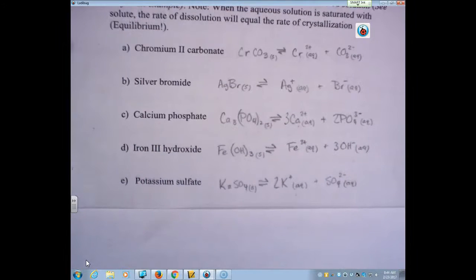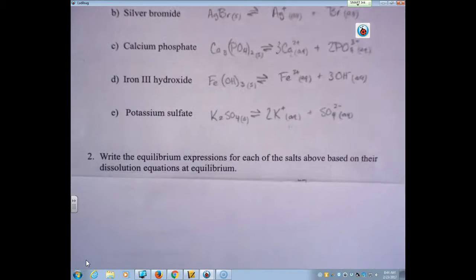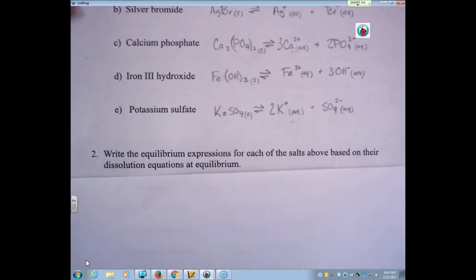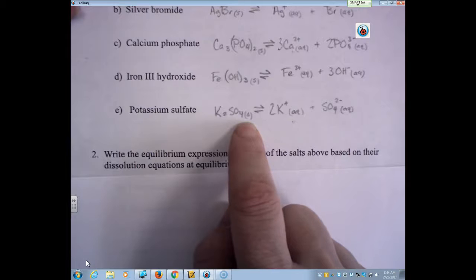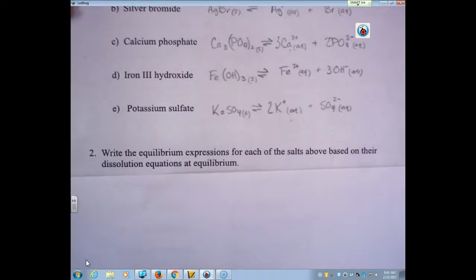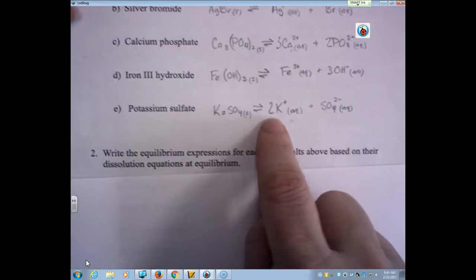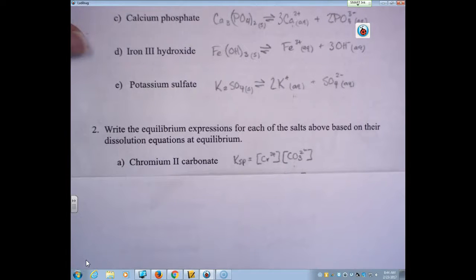Alright, so then I ask in problem number 2 to write the equilibrium expressions for each of the salts based on their dissolution equations at equilibrium. So it's the same thing as we've done before, so K equals, and it's products over reactants. The only thing is that our reactants are solids, so they drop out of the equilibrium expression. So all we have to deal with are the products. Now they should be raised to their coefficient power. We call it Ksp, but we'll get to that in a little bit because it's our solubility product.